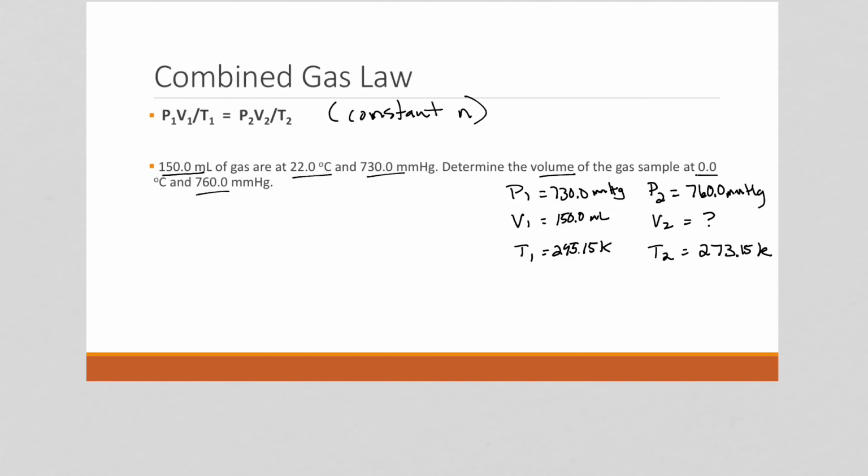So now I can rearrange my equation to isolate V2. Okay. So I'm going to have P1 times V1 divided by T1. And then I'm going to multiply both sides by T2 to bring it over. And I'm going to divide both sides by P2 to bring it over. And I'm left with V2. So P1 V1 times T2 over T1 times P2 gives me my value.